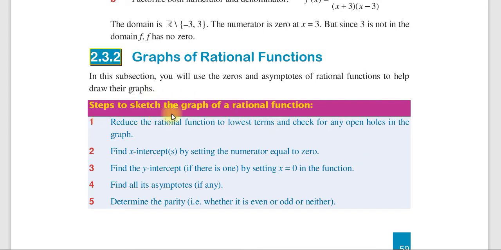So, steps to sketch the graph of rational functions. There are 5 steps. First, reduce the rational function to the lowest term and check for any open holes in the graph. አሁን ግራፉን ከመሳላችን በፊት ምን እናደርጋለን? ሲምፕሊፋይ እናደርጋለን ወይም በላውስት ተርም ፎርም እናስቀምጣለን። ከዛ ኦፕን ሆል መኖር አለመኖሩም ቼክ እናደርጋለን። ሁለተኛ, find x intercepts by setting the numerator equal to 0.